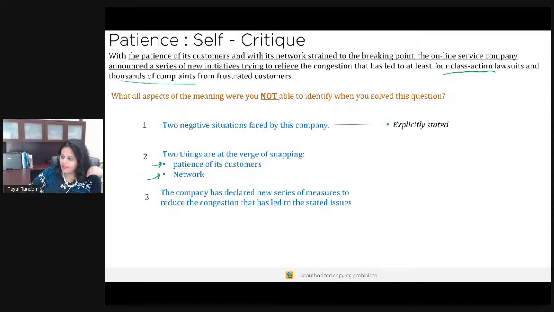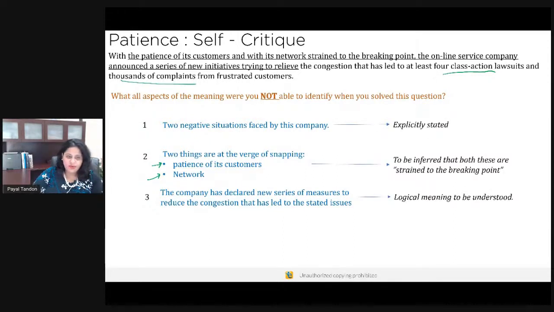Now, tell me which ones of these were you not able to identify when you solved this question? And if you were able to identify all, or if you were absolutely 100% sure about all these aspects, then say identified all. But tell me, which ones of these were you not able to identify?